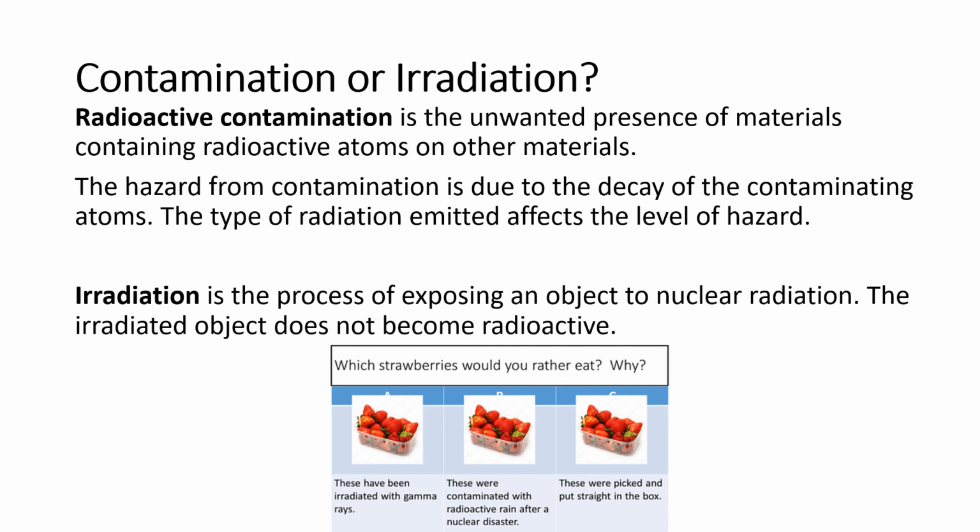Contamination and radiation are quite different. Contamination is the presence of radioactive materials which have been mixed up with the sample. One of the problems from this is that that radioactive material will continue to decay until you've got it out of the object. Irradiation is slightly different. Irradiation is exposing an object to nuclear radiation, but it doesn't become radioactive itself. So which of the strawberries would you rather eat? The ones that have been irradiated with gamma radiation, or the ones that were contaminated with radioactive rain after a nuclear disaster?